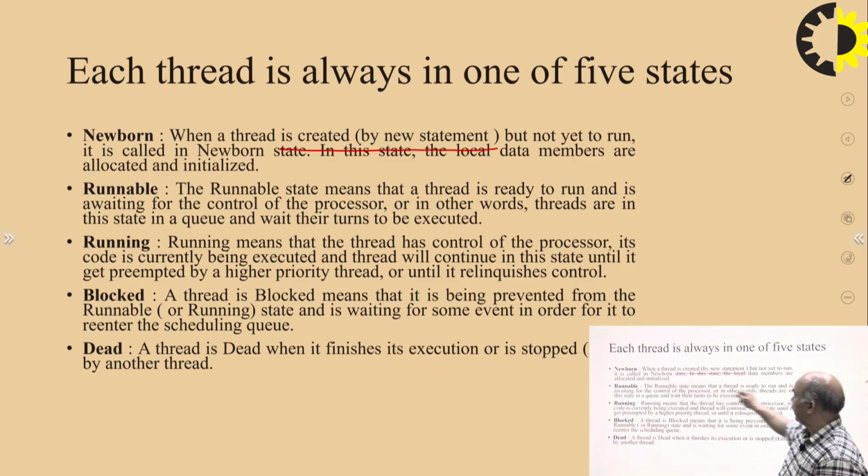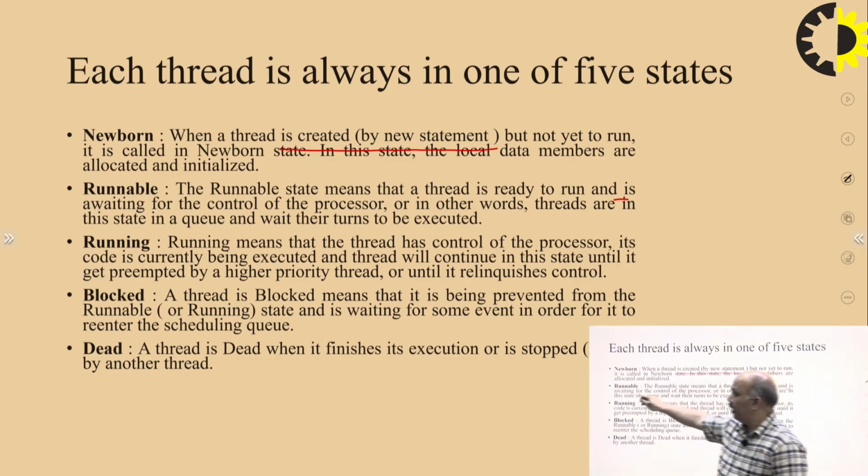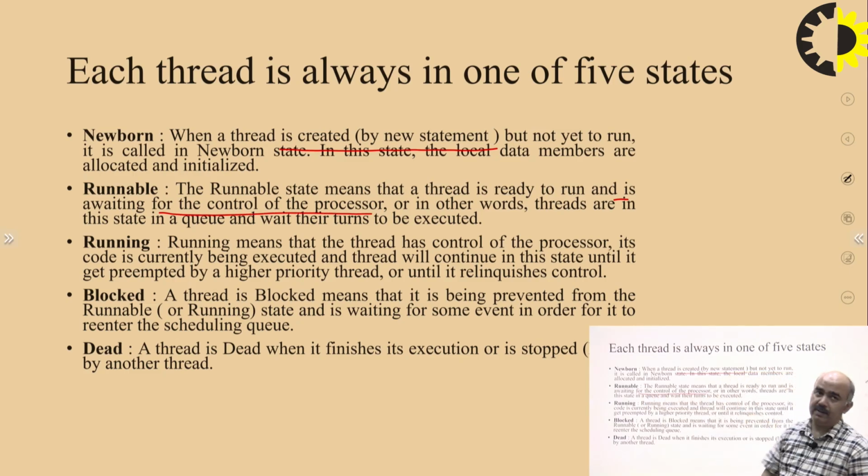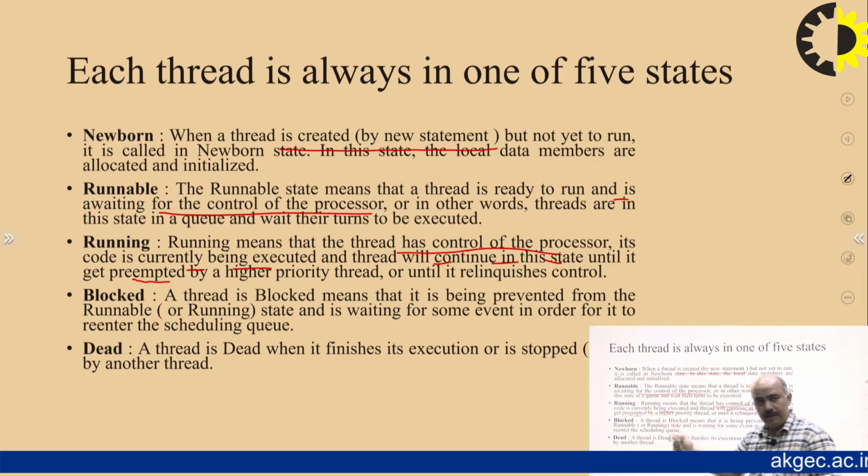Runnable state means the thread is ready to run and awaiting control of the processor. They are ready to run, but they don't have the resources. So they have to wait there for their turn in the queue in this case. If the resource is provided, they move to the running state. Running means the thread has control of the processor and the code is currently being executed. The thread continues in this state until it gets preempted.